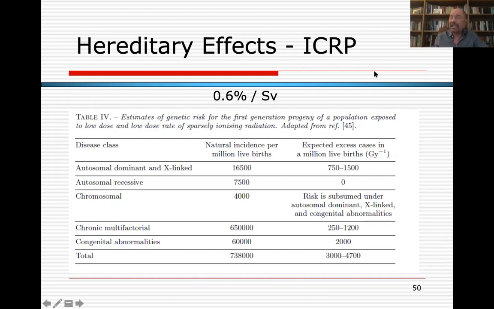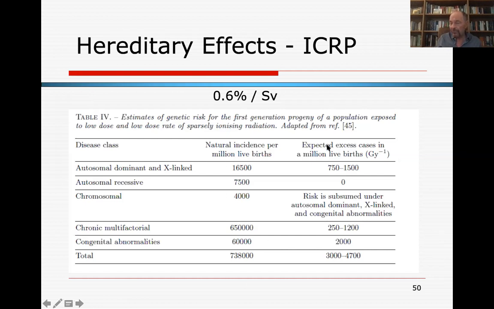But eventually, ICRP decided to apply a factor based on animal experiments. So this is not based on epidemiology. It's one of the few factors used in radiation protection which is not coming from epidemiology, but from animal experiments. And the total factor is about 0.6% per sievert. As I told you, this is about 1/10 of the somatic effects, based on the animal experiment, and it applies to different kinds of diseases.